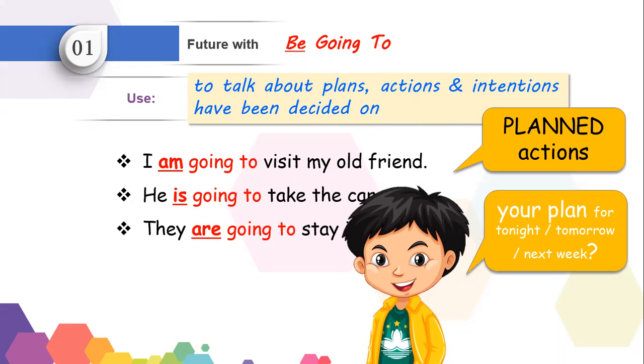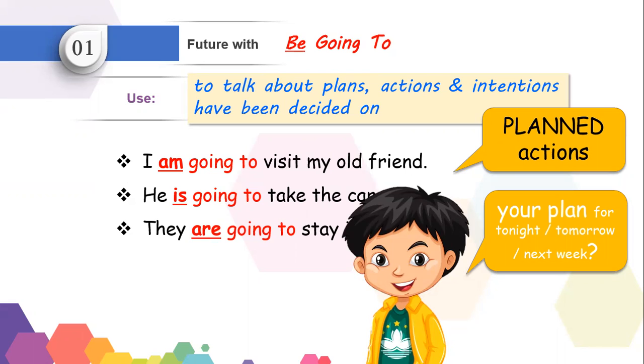So again, we use be going to for future plans and also for predictions based on evidence. For example, I'm going to visit my old friend. Am, be, going to plus verb 1. So you've planned to visit your old friend.